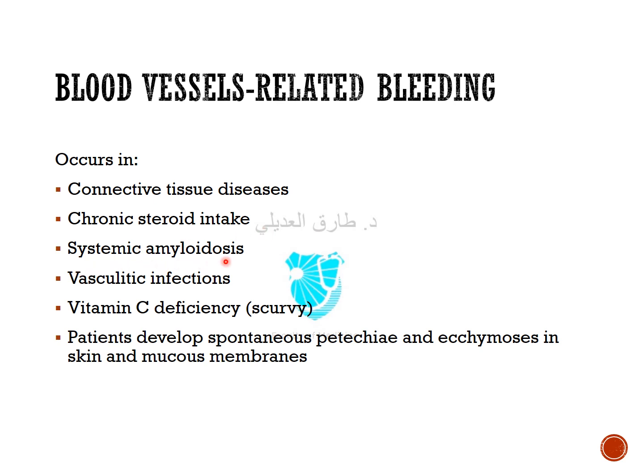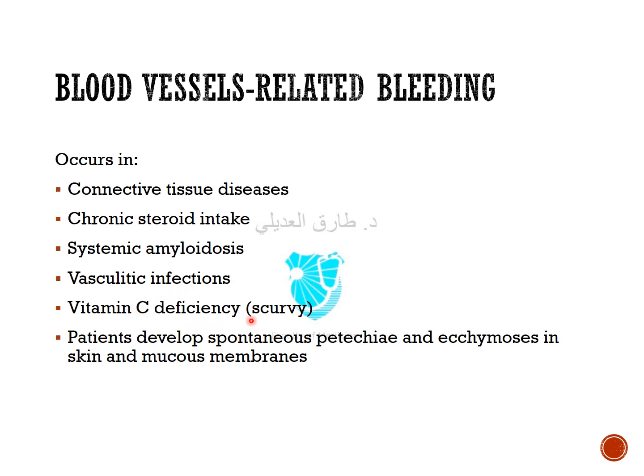Systemic amyloidosis. The amyloid protein will infiltrate through any organ and can cause physical damage, and among them are the blood vessels. Vasculitic infections. There are some bacterial and fungal infections that can affect the blood vessels, like the spirochetes and some fungus. Those can make vasculitis and sometimes aneurysm, which result in rupture and bleeding.